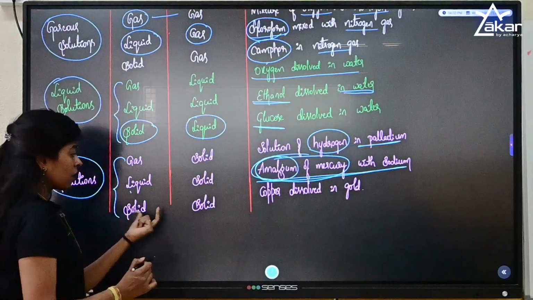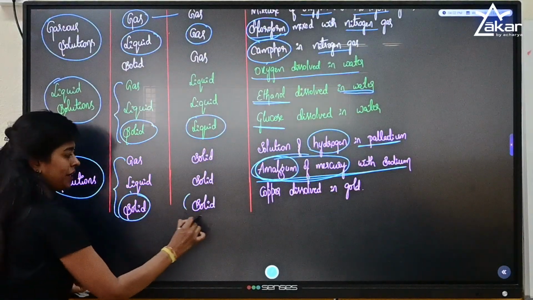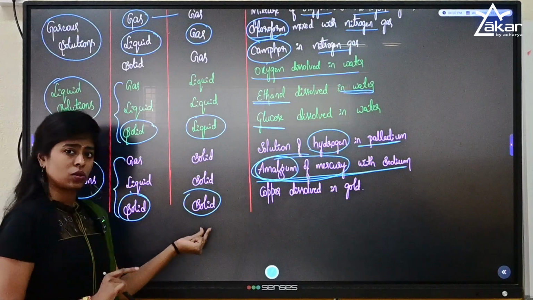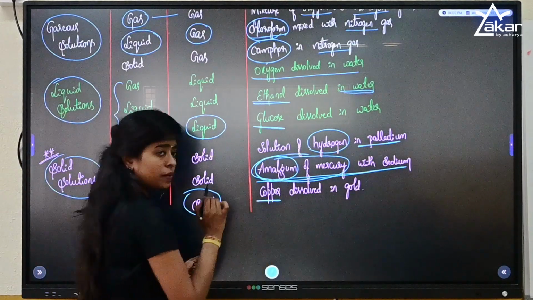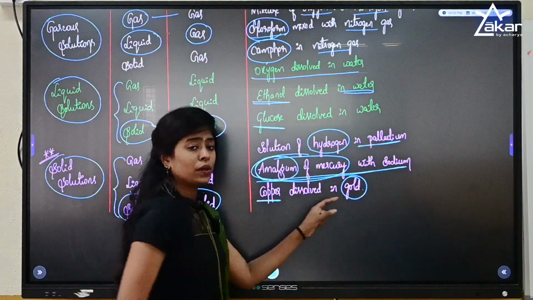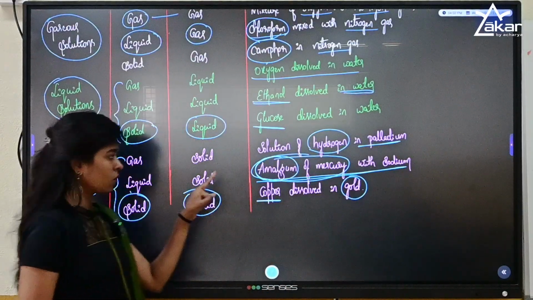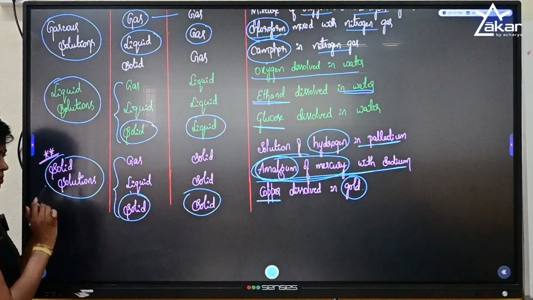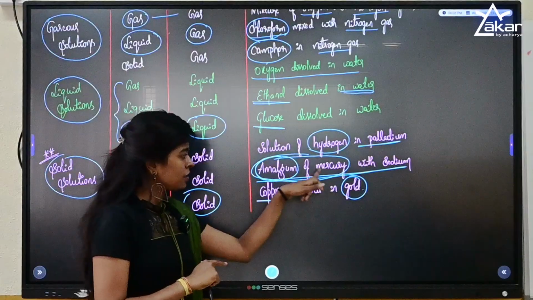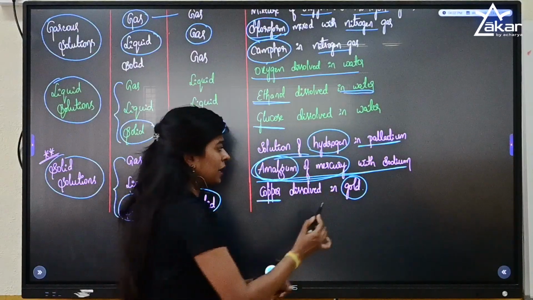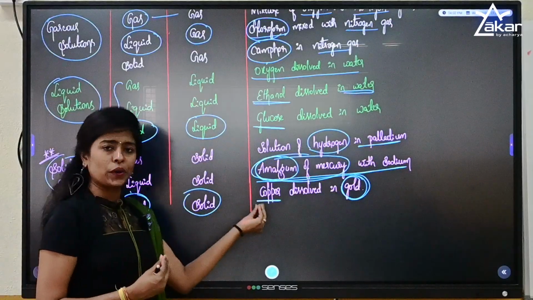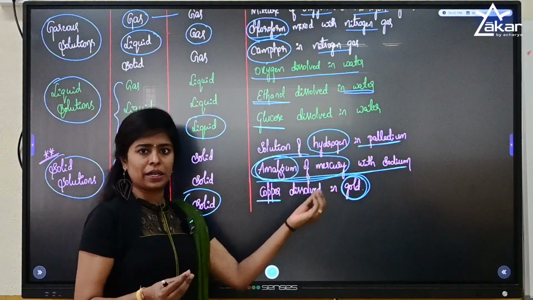Similarly, the last combination, solid. Here my solute is solid and solvent is also solid. So copper is my solid solute which is dissolved in gold. I told you gold is also a solution. So gold is an example for solid solution because I have solute also in solid state, solvent is also in solid state. Because we are not using 100% pure gold. You can see some impurities like copper, zinc will be present in gold.